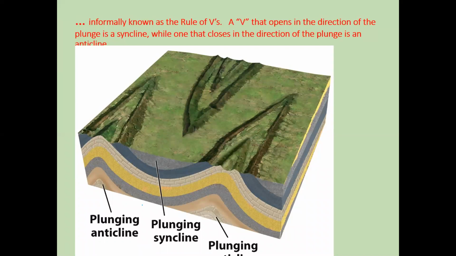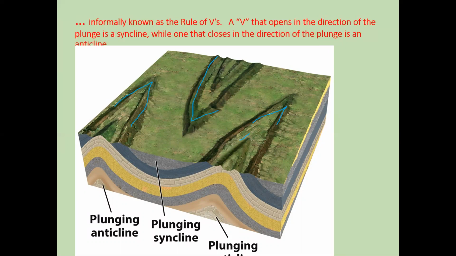These are plunging anticlines and plunging synclines. We use the rule of V's here. A V that opens in the direction of the plunge is a syncline, down here, while one that closes in the direction of the plunge is an anticline. So these are all anticlines, plunging anticlines. That's it in cartoon form.